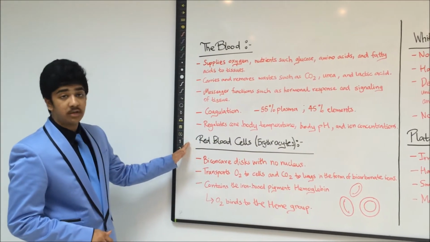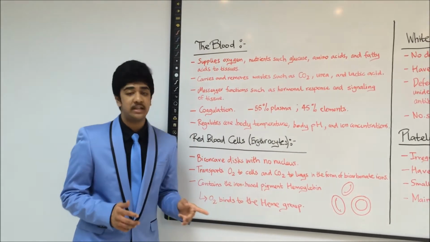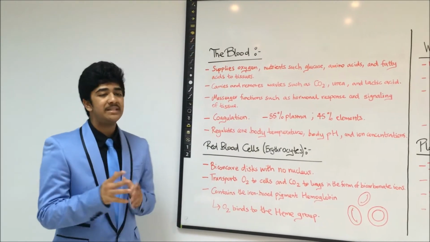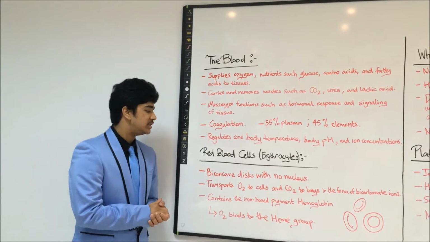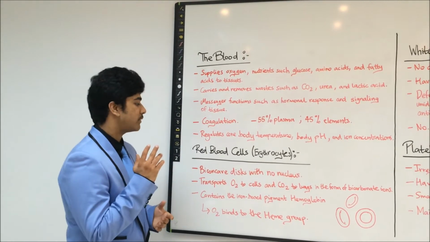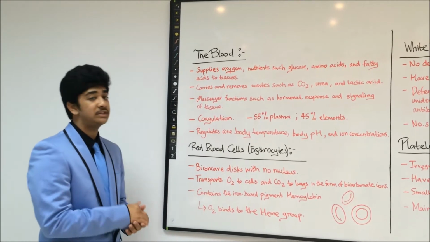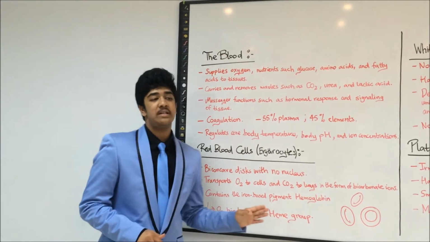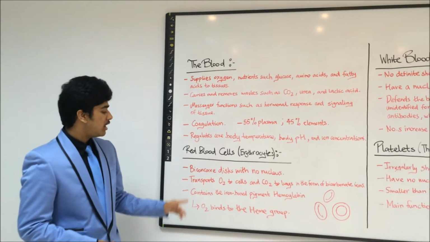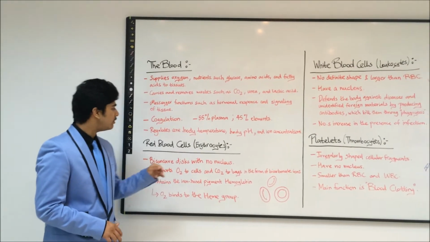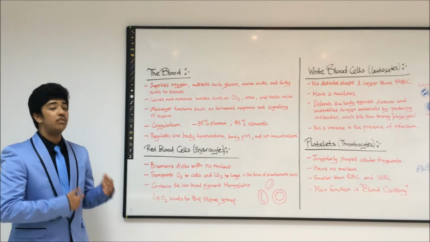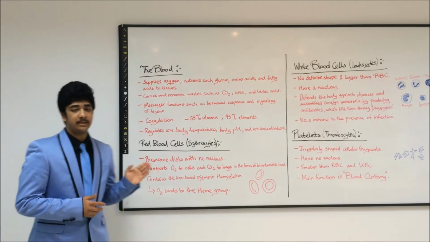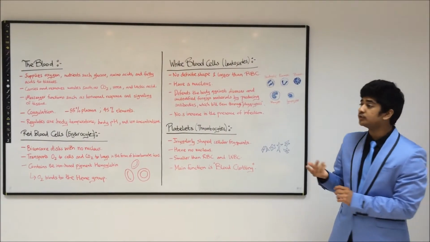And the first type of blood cells we'll be talking about is red blood cells, which are also referred to as erythrocytes. So they're basically biconcave discs which have no nucleus, and they transport oxygen to cells, and they carry carbon dioxide in the form of bicarbonate ions to the lungs. And the red blood cells contain the iron-based pigment hemoglobin, by which the oxygen binds to the heme group. Note that they have no nucleus, which gives them more room and space for more oxygen to be carried per red blood cell.